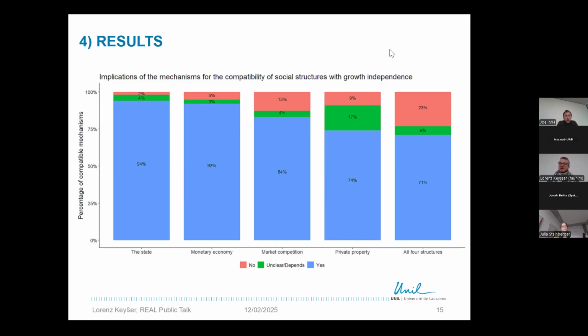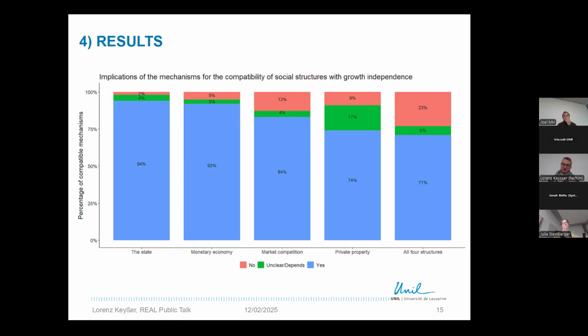And then maybe most important is the bar to the very right. So all four structures together, 71% of mechanisms imply that you can maintain all these four structures, so state, monetary economy, market competition, and private property, and still have growth independence. So these are more the reformist camp that I showed in the beginning, compatibility between capitalism and growth independence, whereas 23% imply really an incompatibility with that, so they imply much more radical social changes to actually achieve growth independence. So more the eco-socialist camp that I showed before.